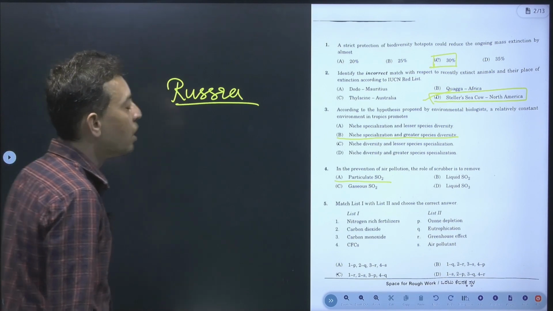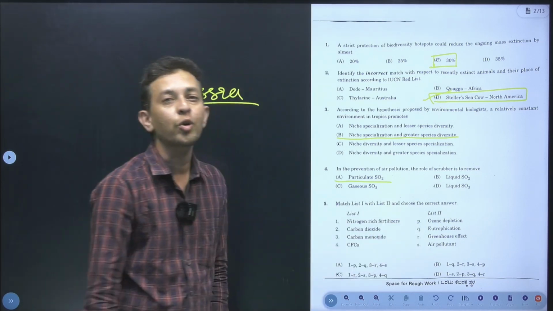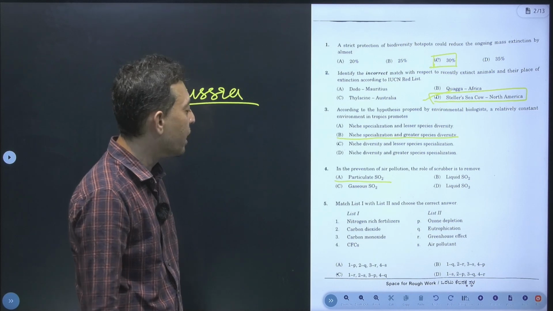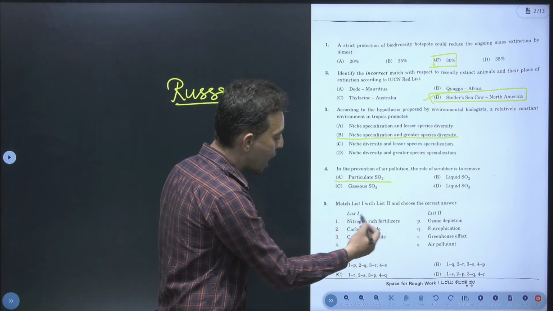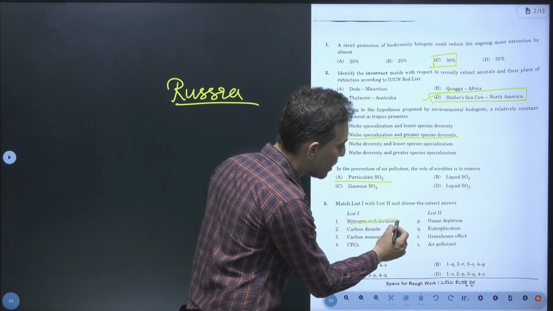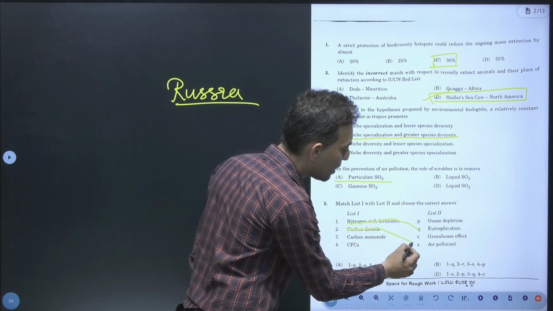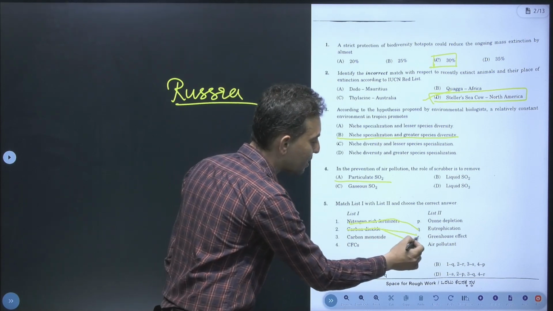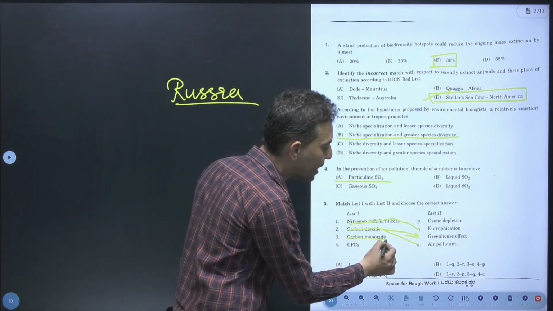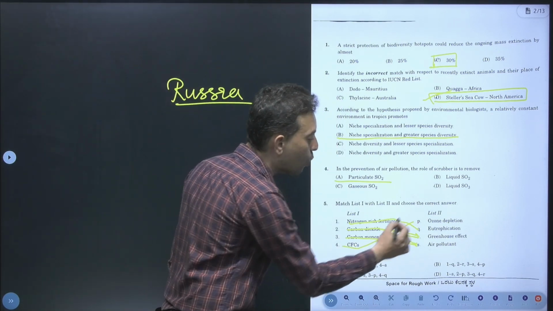Next question is a match the following. Here they have given list 1 and list 2, and we have to match them. In list 1 they have given some compounds: nitrogen rich fertilizers, carbon dioxide, carbon monoxide. We all know, students, nitrogen rich fertilizer causes eutrophication. Carbon dioxide is a greenhouse gas, responsible for the greenhouse effect. Carbon monoxide is an air pollutant. Next, CFC, we all know it is responsible for ozone depletion.